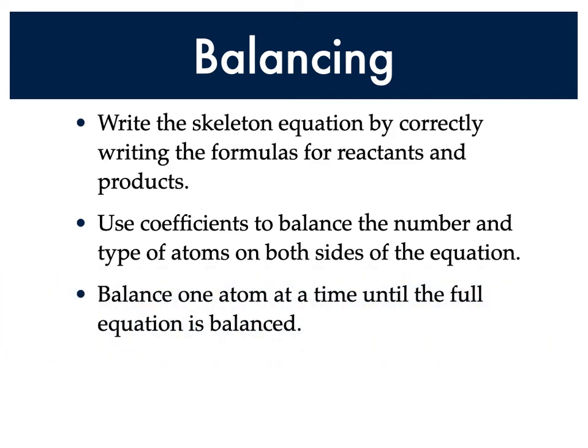Balance one atom at a time until the full equation is balanced. And sometimes after you've balanced the first and then the second and then you balance the third element, you'll find out that it may have messed up something and you'll have to go back and double check. That's perfectly fine. If you get into a situation where you balance one element, you balance the next element, which messes up the first element, you got to change it, which messes up the second element, you got to change it. If you get into that kind of endless cycle, it's almost certainly because you didn't write a chemical formula correctly, and go ahead and double check that.